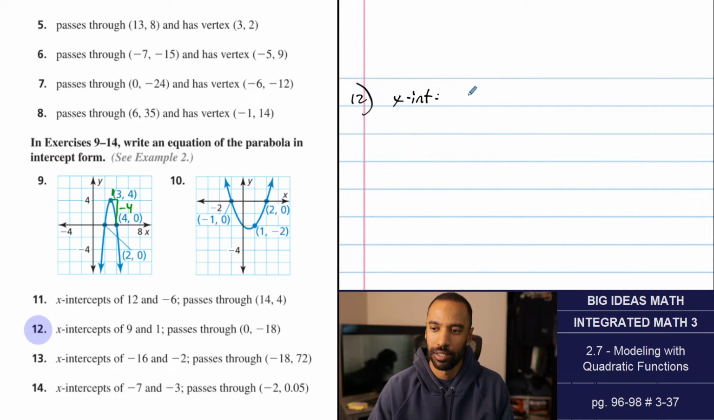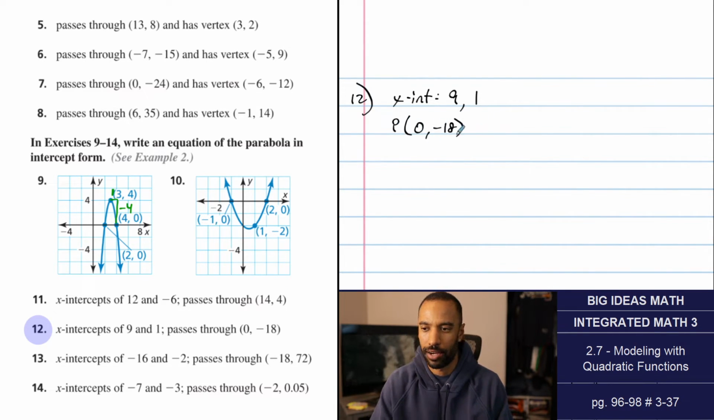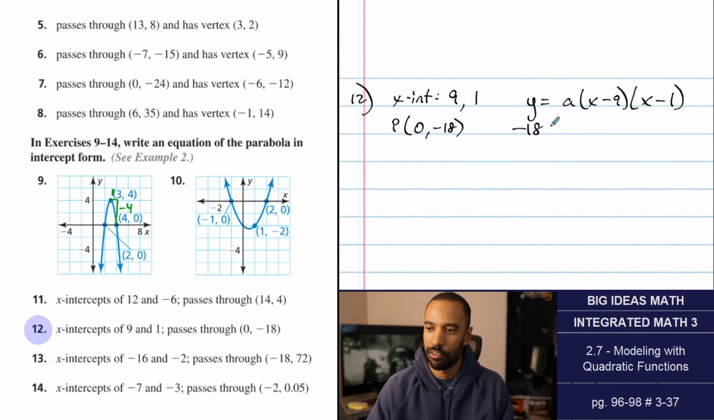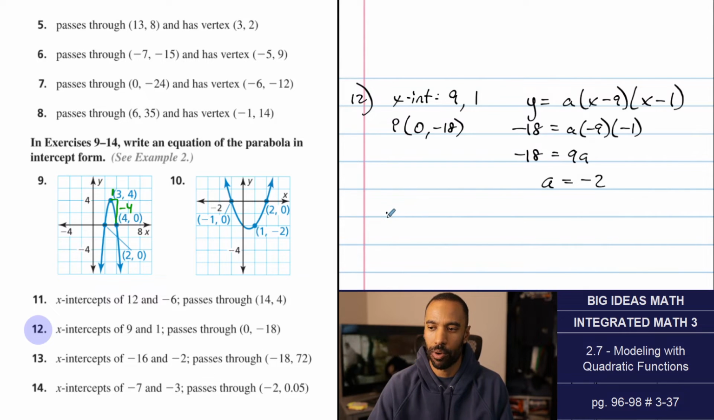The x-intercepts are 9 and 1. The point is 0, negative 18. Also a y-intercept. Our equation's looking like a times x minus 9 times x minus 1. Let's substitute negative 18 for y and 0 for x. That's negative 9 times negative 1, which is positive 9. And a is negative 2 when you divide by that. So our final equation can be y equals negative 2 times x minus 9 times x minus 1.